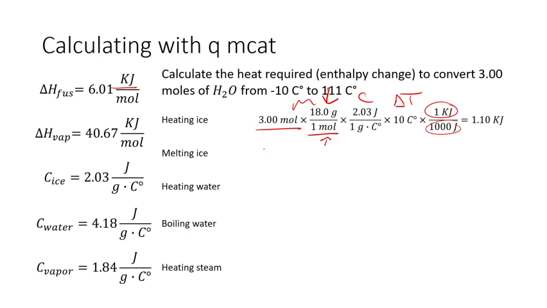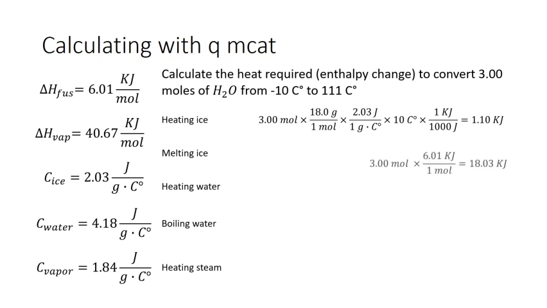We then have our specific heat for ice, 2.03 joules per gram Celsius. We then have our delta T, which would be -10 to 0, which is 10 degrees, because we're heating it from -10 to 0, which is the melting point. We then convert from joules to kilojoules, and this is the amount of energy it takes to raise that amount of ice to 0 degrees Celsius, where we melt it.